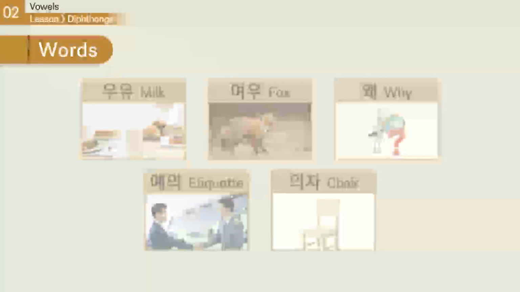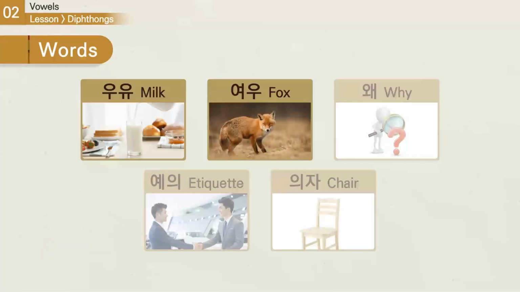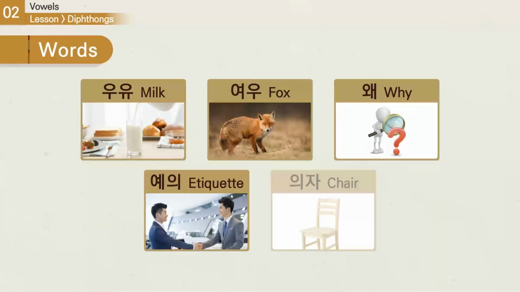Let's look at some words that contain the diphthongs we learned about today. Think about what their meanings could be as you read them. 우유, 우유, 여우, 여우, 왜, 왜, 예의, 예의, 의자, 의자. You can check the definitions for these words on your own and try to learn them.